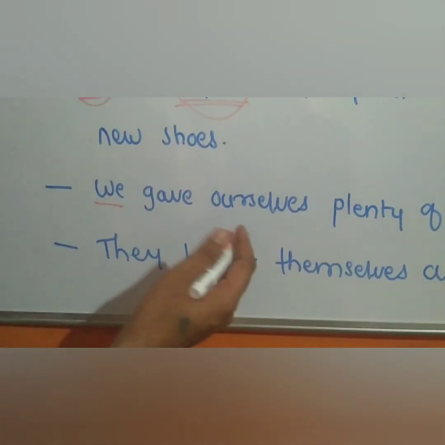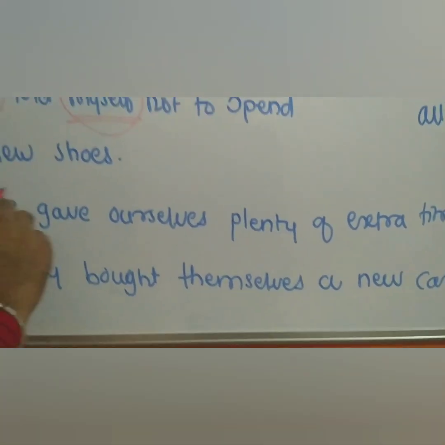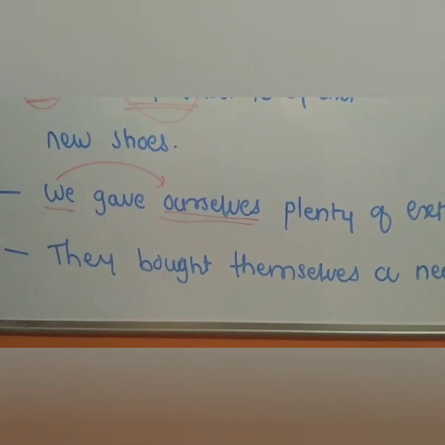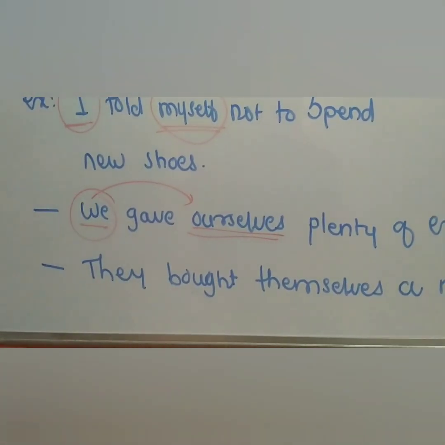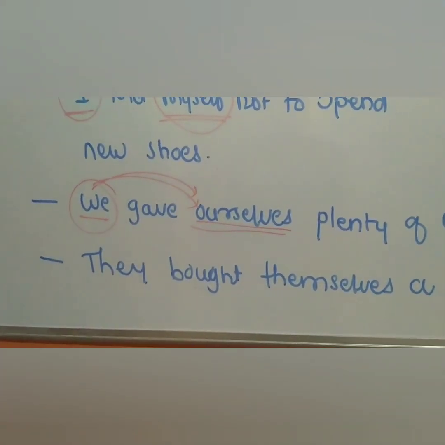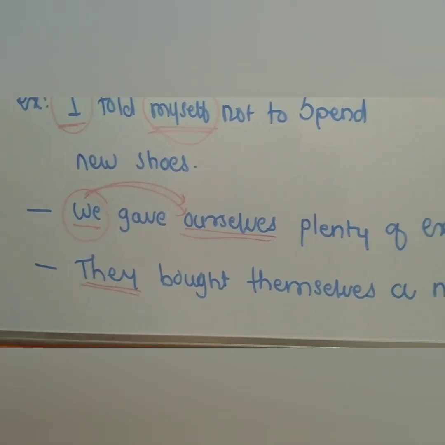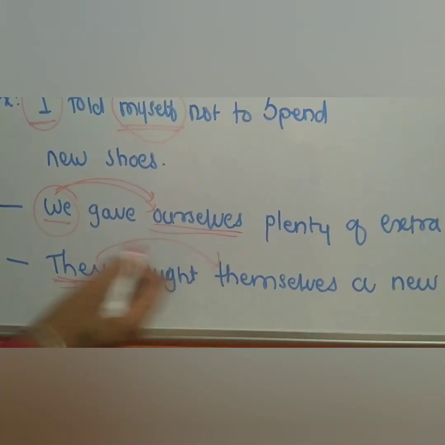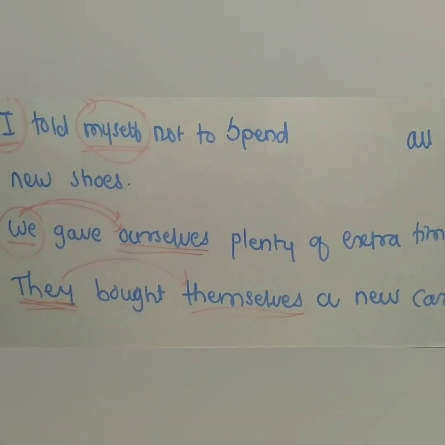We gave ourselves plenty of extra time. So here we is transformed into ourselves. Ourselves indicates the reflexive pronoun. Here, we indicates the plural form, that's why it transforms into ourselves. The next sentence: they bought themselves a new car. Now they transforms into themselves. So it is the reflexive pronoun in this sentence.